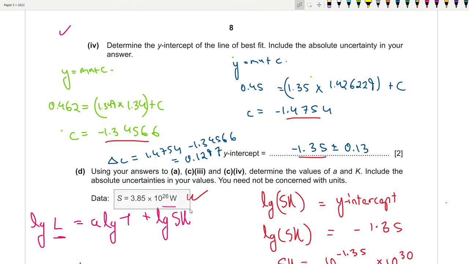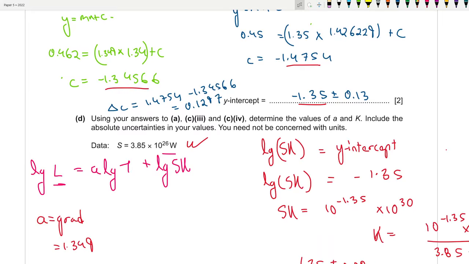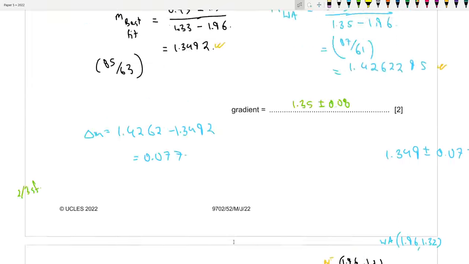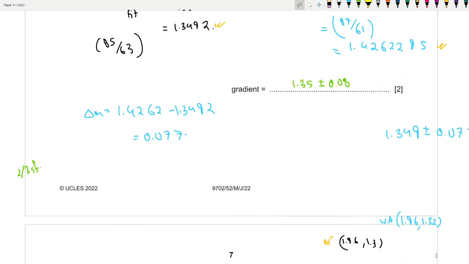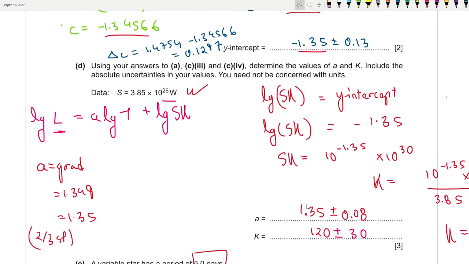Now S is 3.85 into 10 power 26. So if I make K the subject, K is equal to this divided by 3.85 into 10 power 26. I got 117, which I rounded off to 120. Okay, you'll get something like this. Now to find out the uncertainty of these values. Basically, A has an uncertainty of this, the one we found out previously, 0.077 or 0.08, same thing.